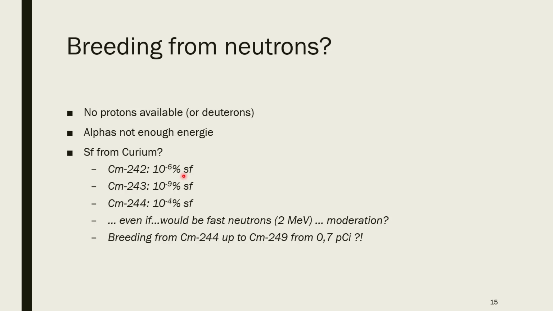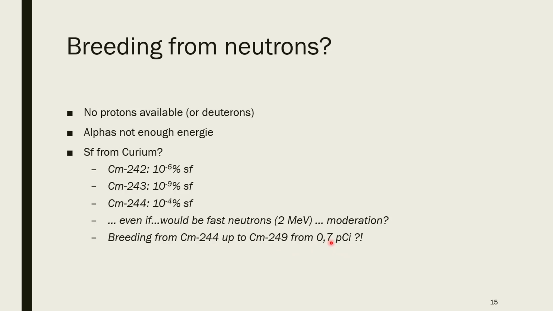And breeding from curium-244 up to curium-249, which is 0.7 picocuries, is just really unrealistic, because you would need the same neutron hitting the same atom more than twice. You need 7 neutrons hitting the same atoms. For this to be statistically somehow feasible, you need very large quantities of curium-244, and this is not something given here when starting with 0.7 picocuries of curium-244.